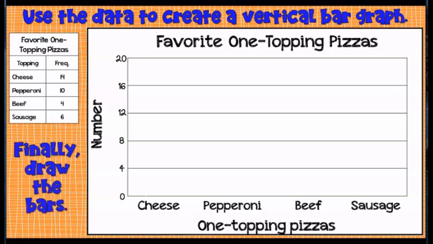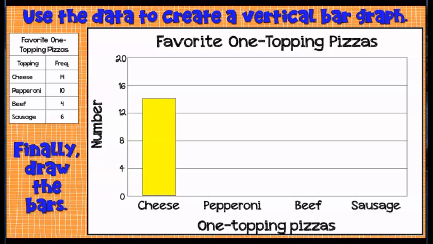Now, we're going to draw the bars. So we've got our information all filled in. So let's take a look at cheese. When I look at cheese, it says 14 is the frequency. So 14 people chose this as their favorite. So looking at my numbers up the side, I don't see 14, but I do see the number below 14, which would be 12, and I do see a number above 14, which would be 16. So I would think 14 would fall right about in the middle.